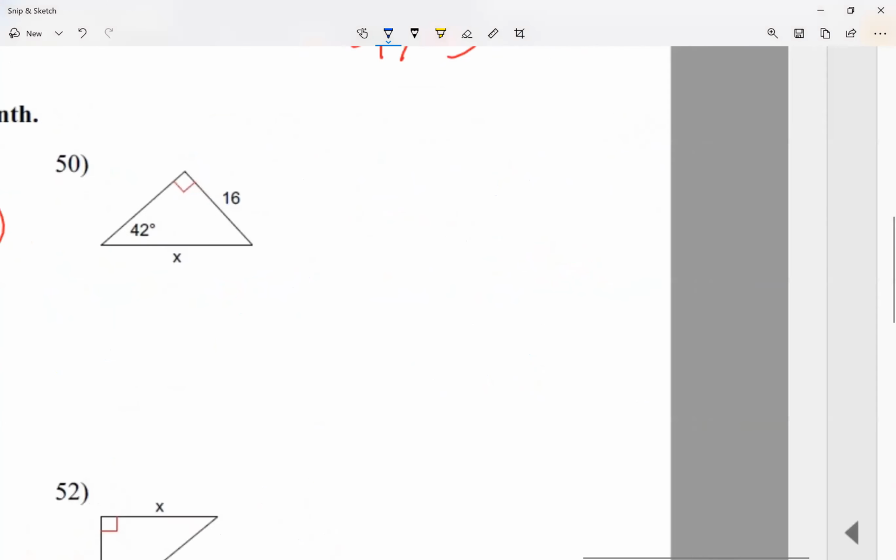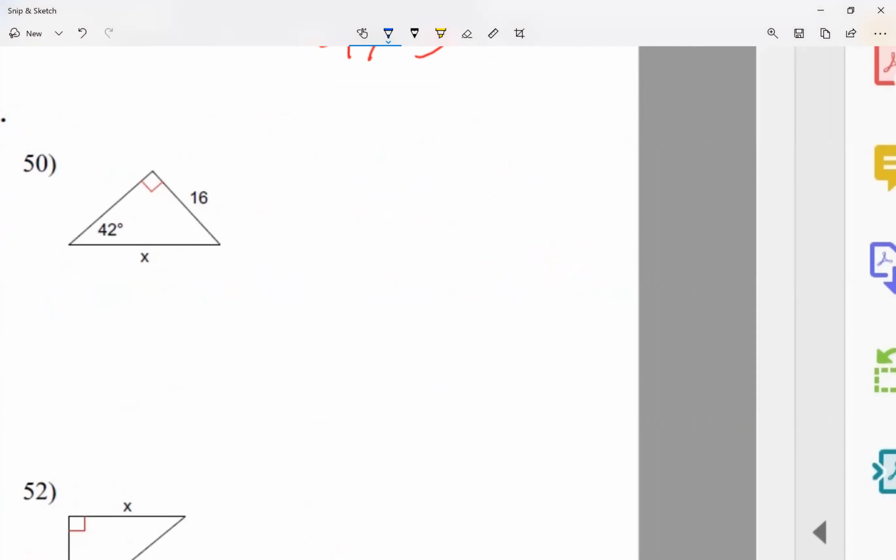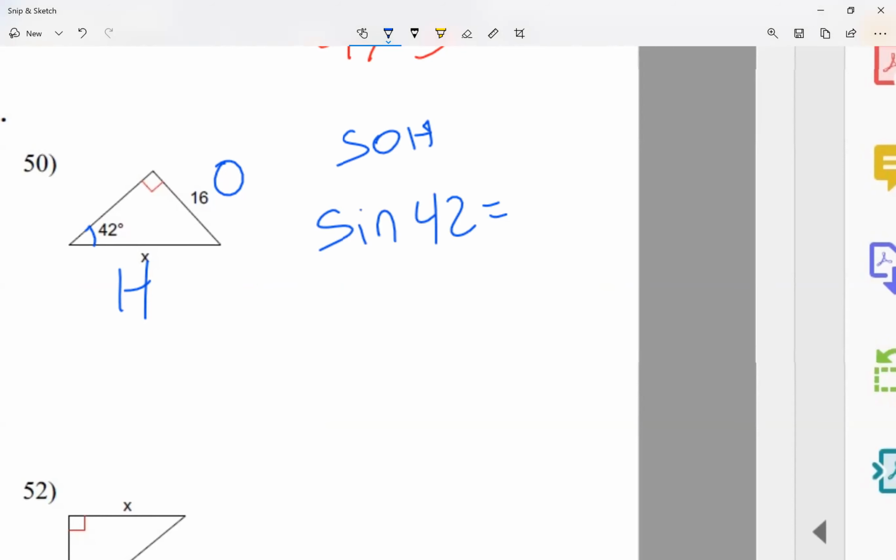Let's take a look at question number 50. Let me label the sides that I have. I have the hypotenuse, and based on 42 degrees, I have the opposite. And from my acronym, I remember SOH. The one that uses O and H is SOH. So in that case, I'm going to be using sine. Let me write this as sine of 42 is equal to, opposite over hypotenuse, so 16 over x.